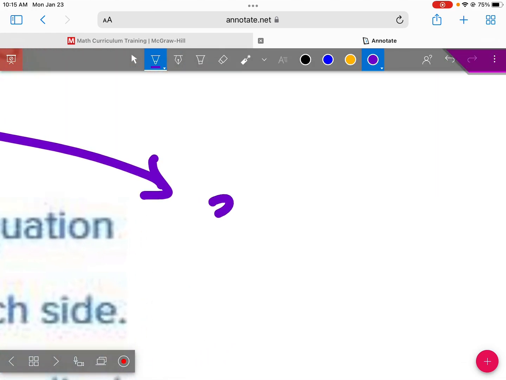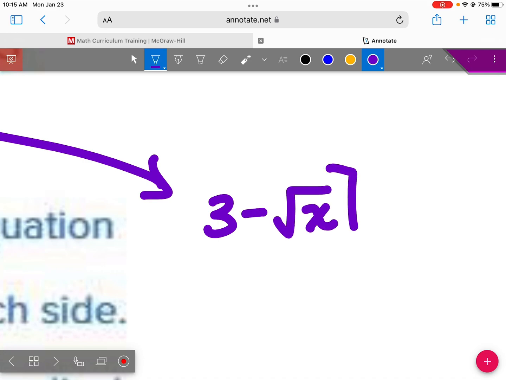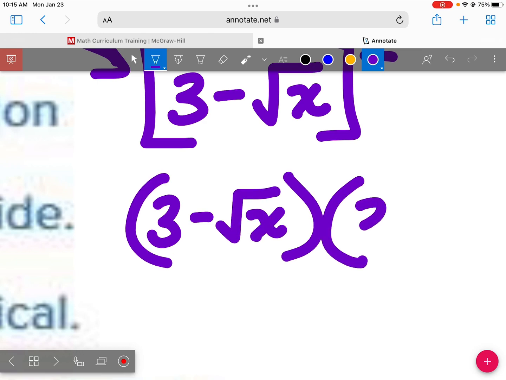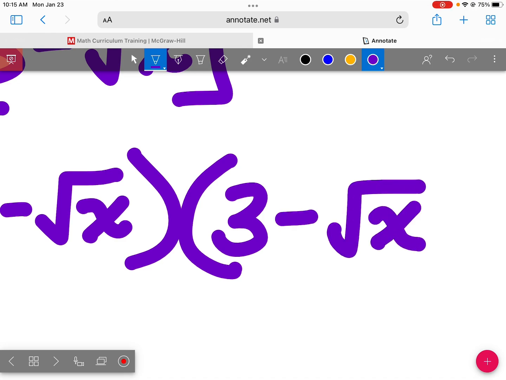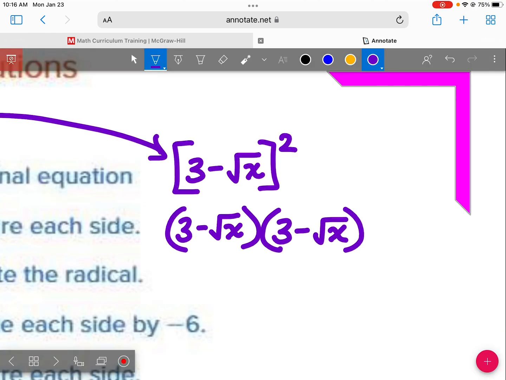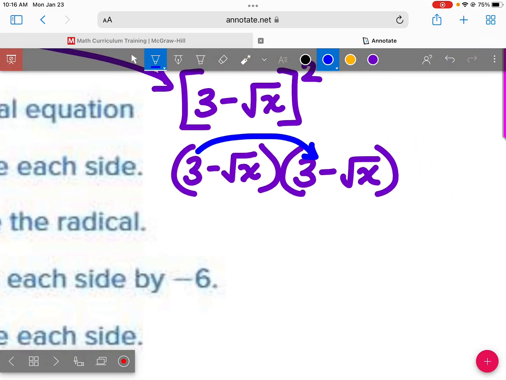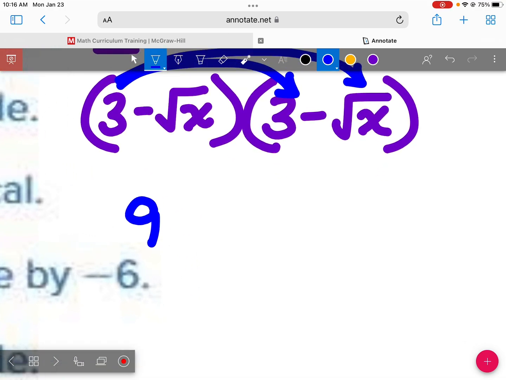What does it mean to square something? Times it by itself. So I have 3 minus the square root of x. That's going to be multiplied by itself. I need to use some double distribution here now. So I have 3 times 3, which would give me what? 9. 3 times negative square root of x, so minus 3 square root of x.